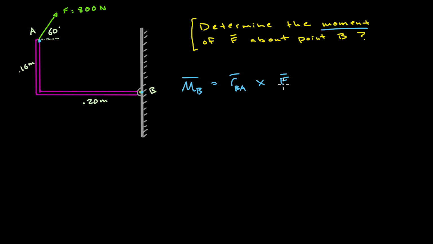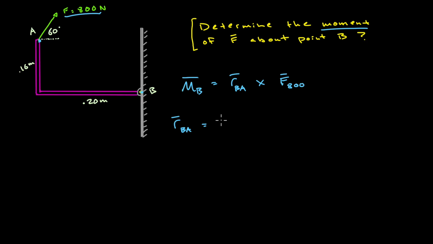And then F, of course, this is a vector. What we were given is the magnitude of that vector. So it might be wise to put something like F800, just to let us know that this is a force vector due to the 800 newton force. So then from here, we just have to figure out what these two vectors are.